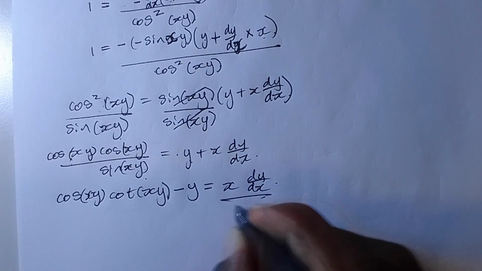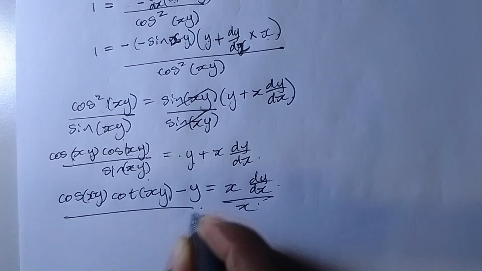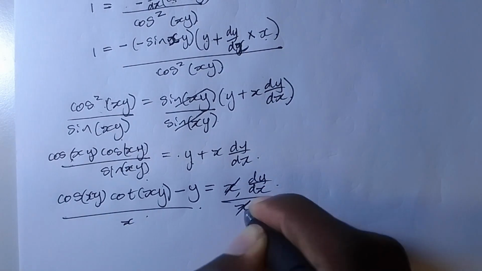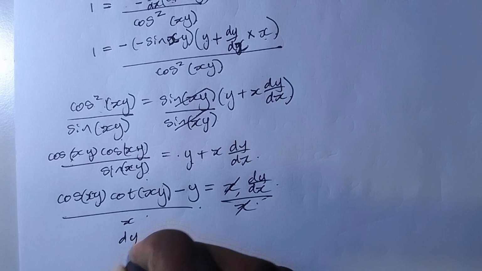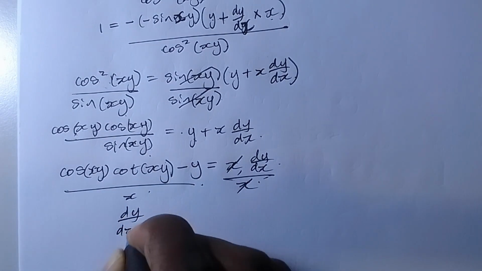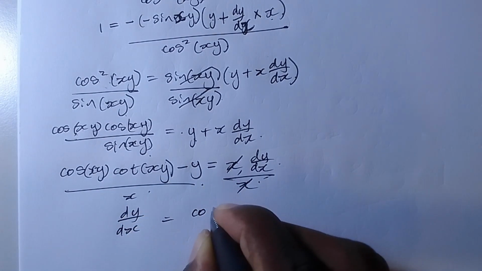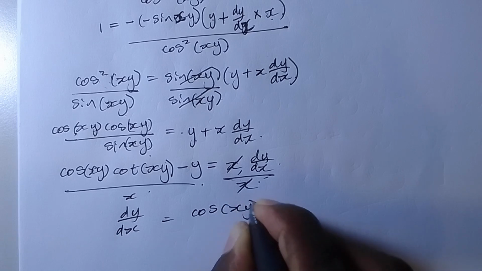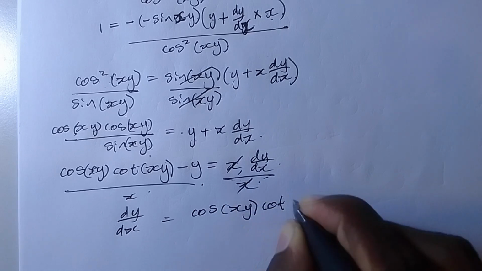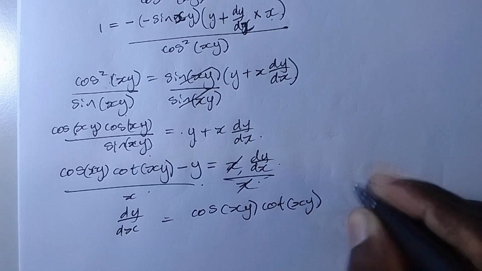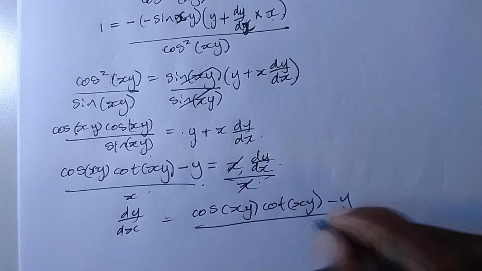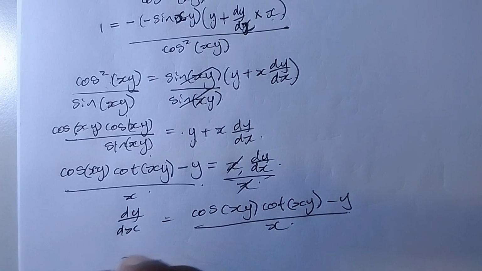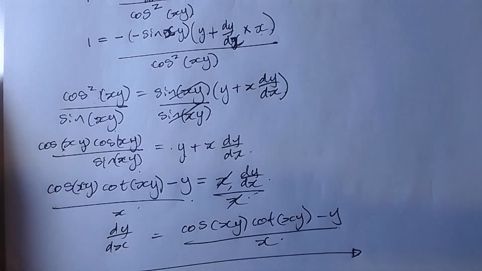Now we just need to divide by x on both sides, and then we are done. We are done now. dy on dx is equal to cos xy cot xy minus y all divided by x. And that is your answer. Just one more and then we will be done.